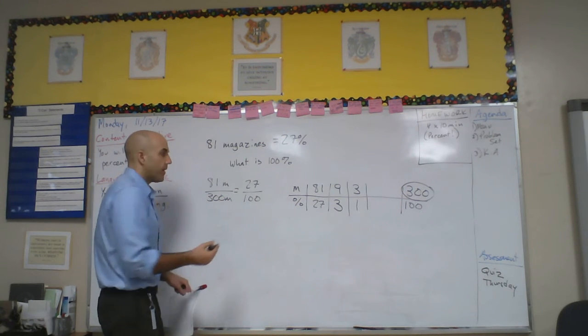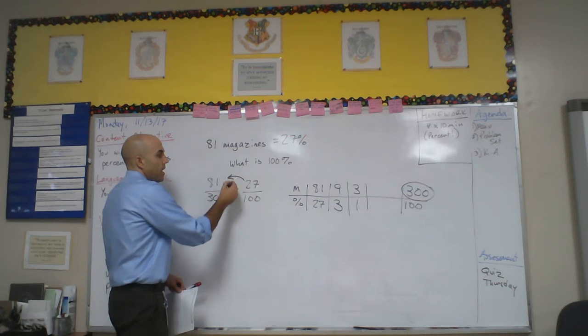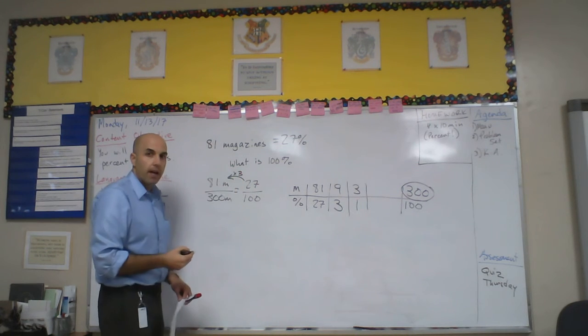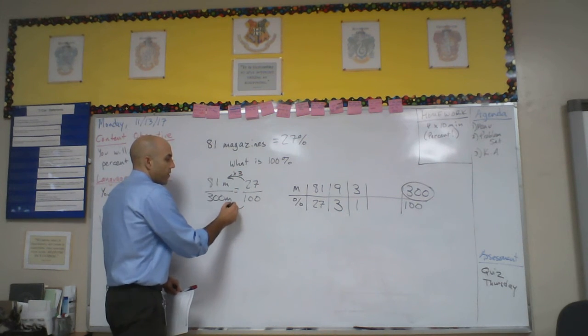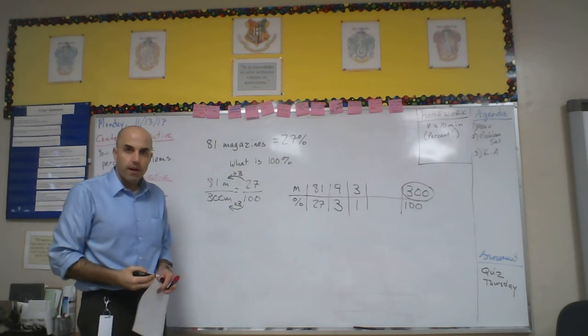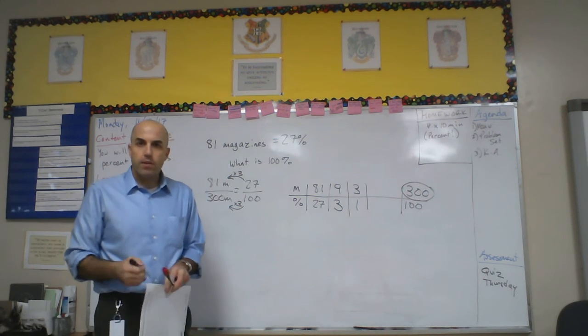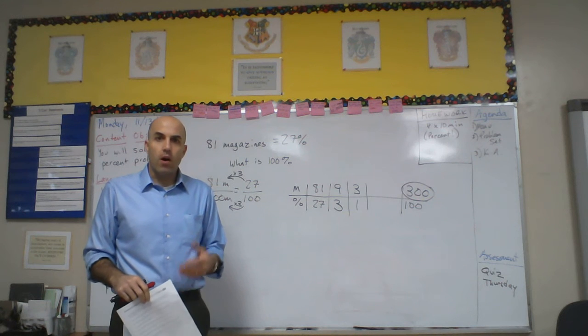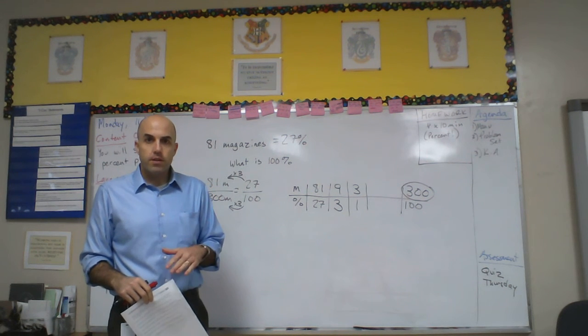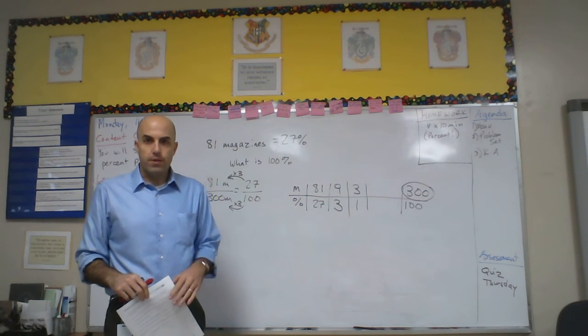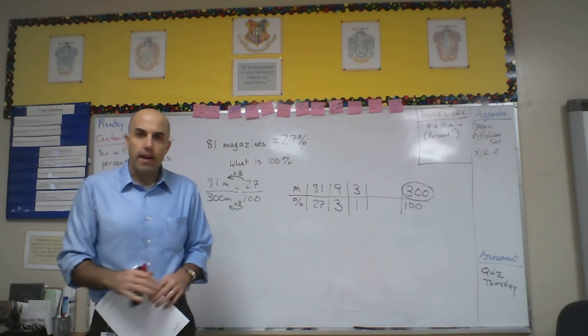And I actually could have figured that out also in the between ratio, because 27 times 3 is 81, and 100 times 3 is 300. Okay? The tricky part here with these questions is trying to figure out, what do you know? Do you know the part, the whole, or the percent? If you can do that, you can do any percent problems.